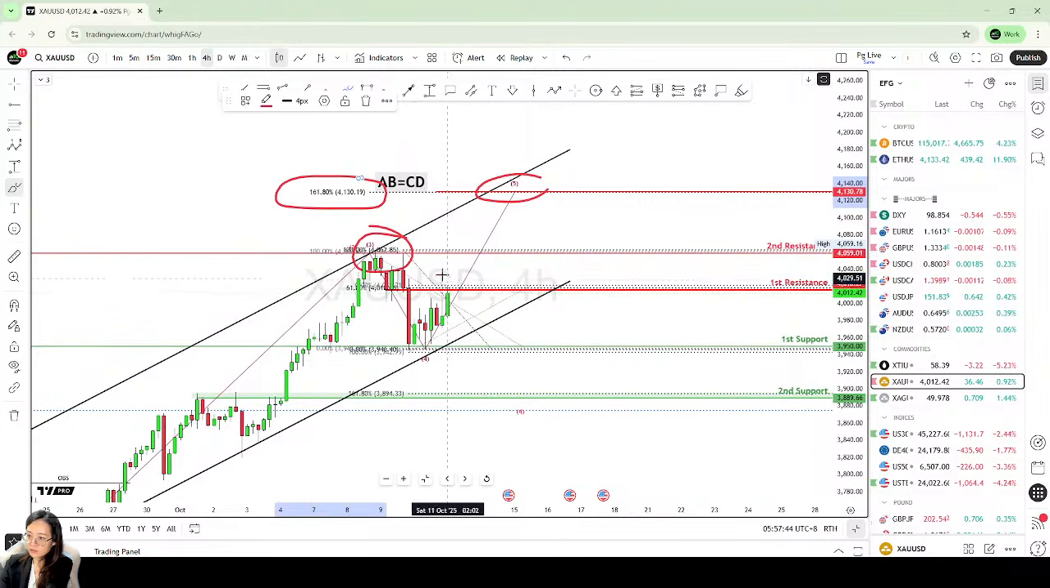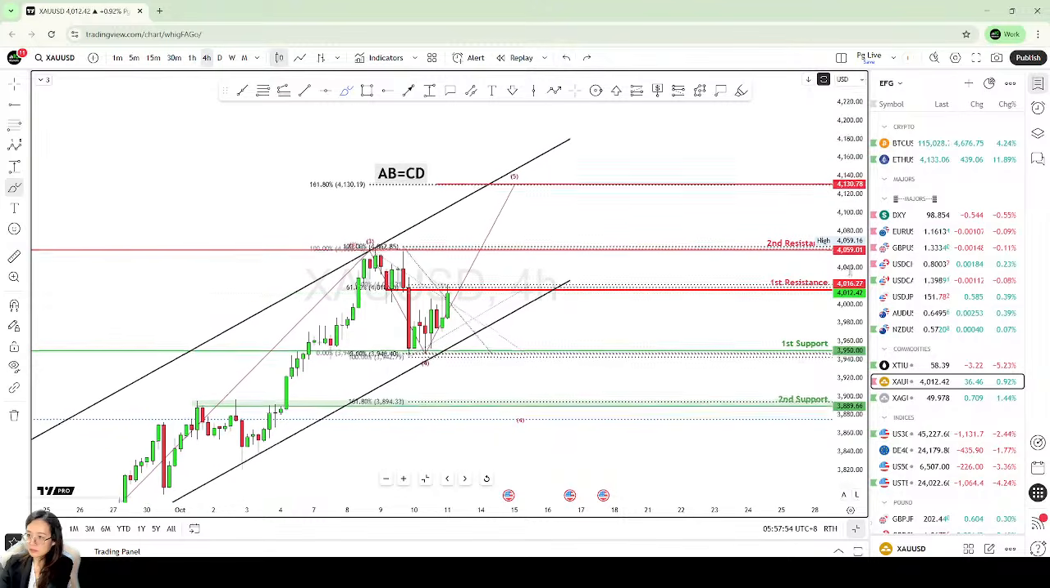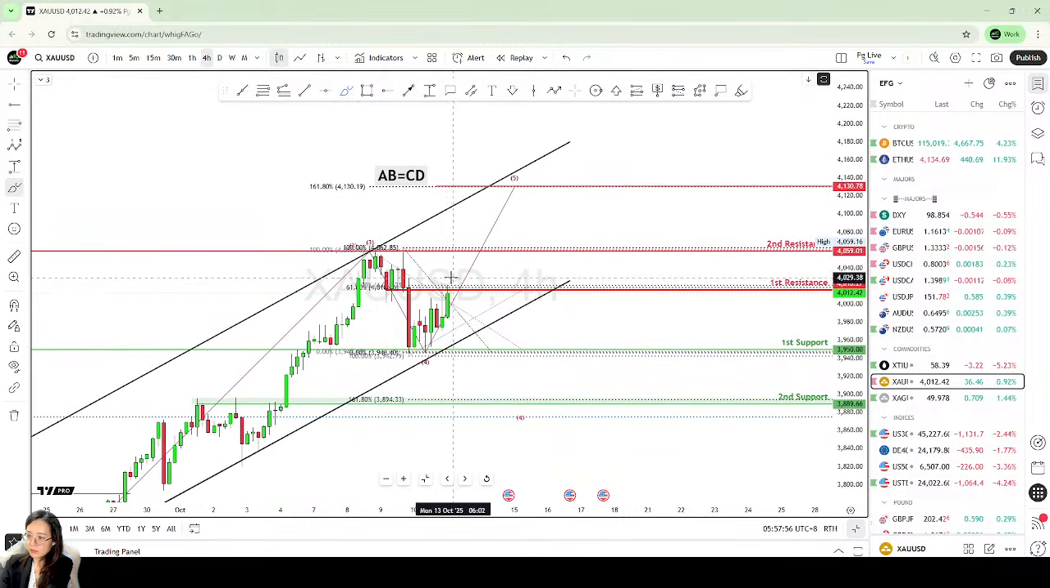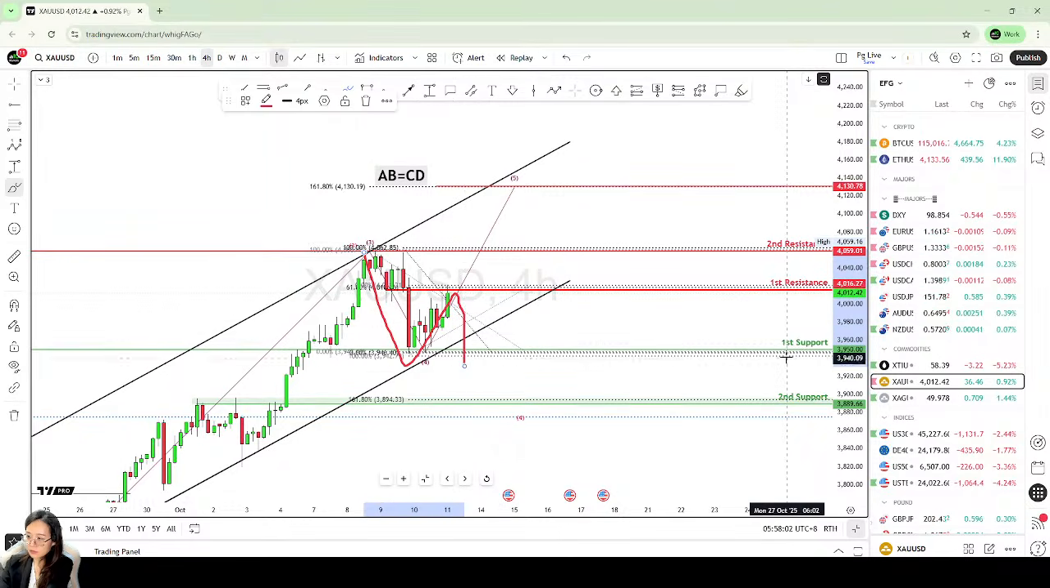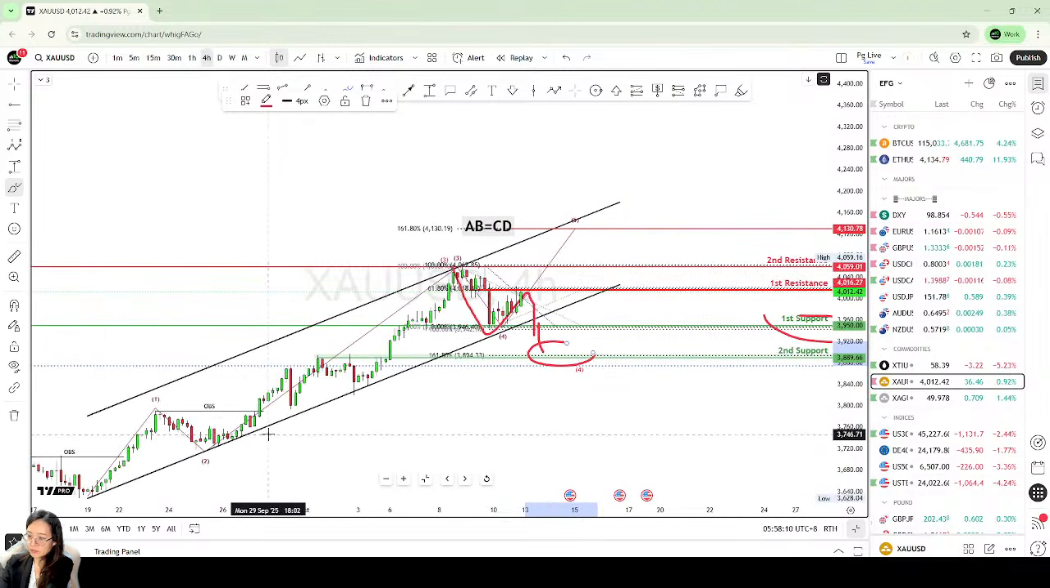So now we need to wait for price to either close or break. Meaning that if they respect the first resistance, okay, if they respect here, they break the pullback, they're going to break the trend line, the channel, first support, and go to the second support, and then do the A, B, C, D.